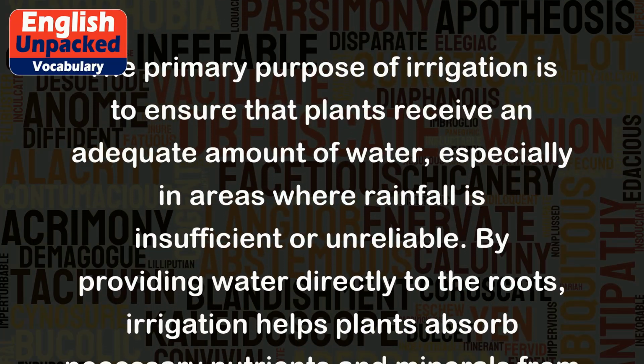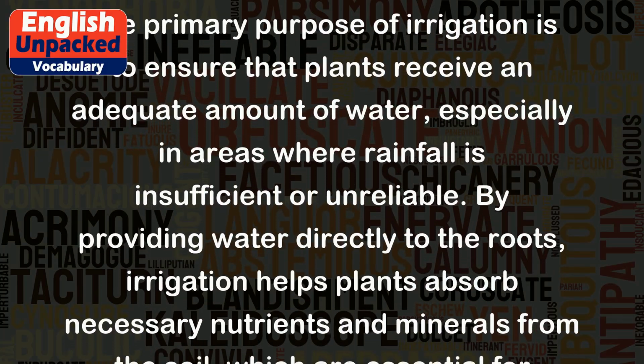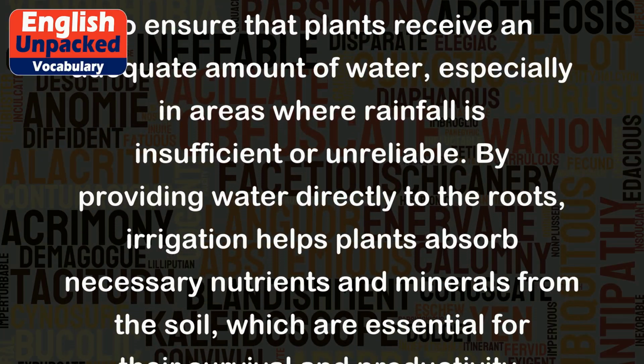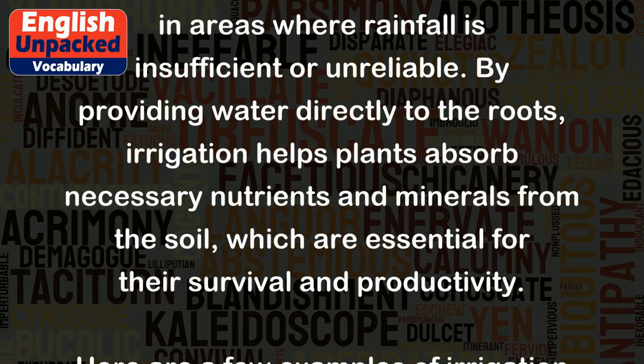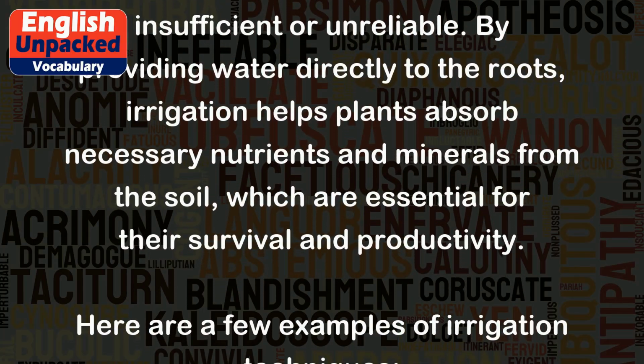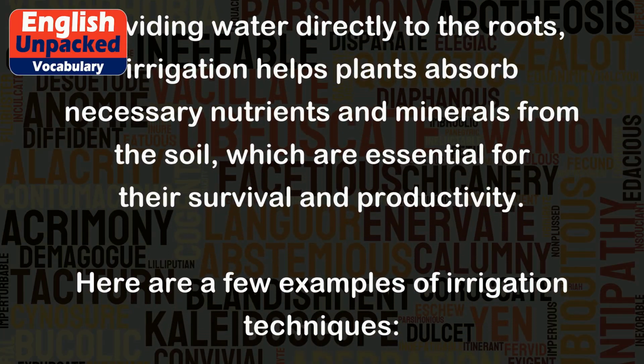By providing water directly to the roots, irrigation helps plants absorb necessary nutrients and minerals from the soil, which are essential for their survival and productivity. Here are a few examples of irrigation techniques.